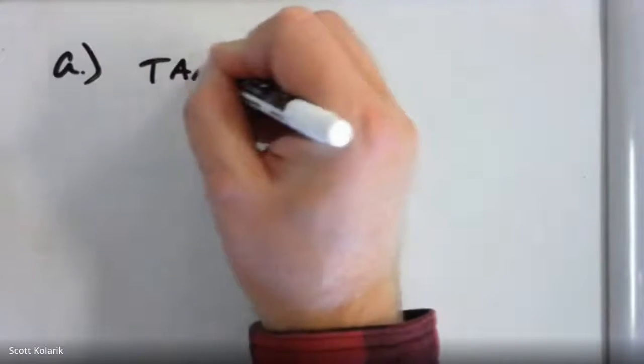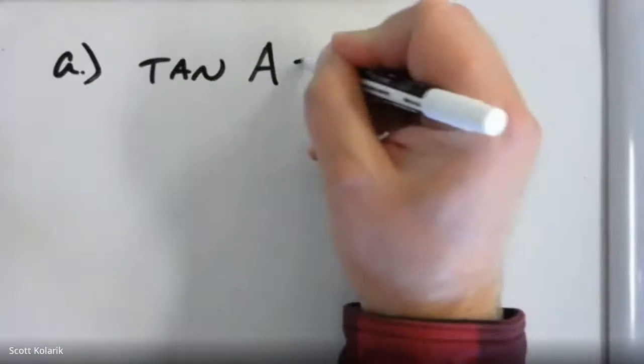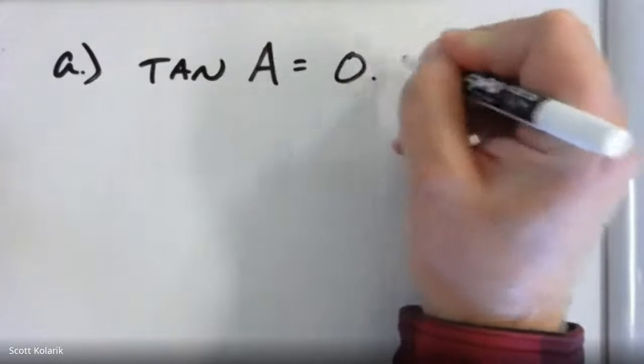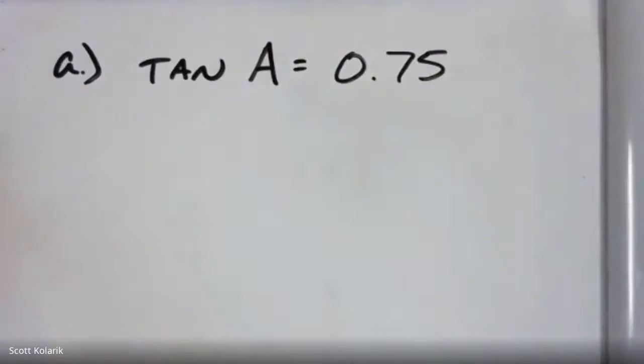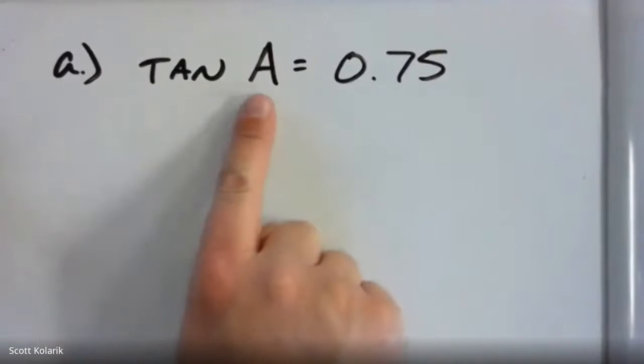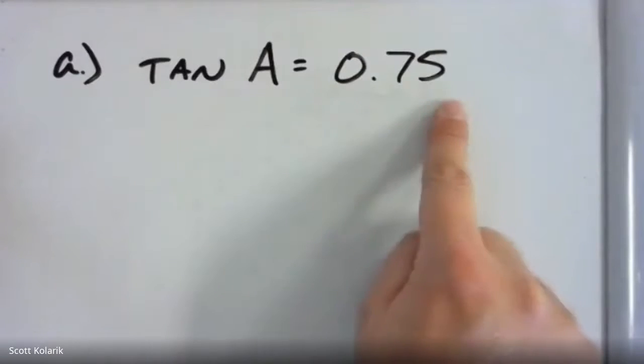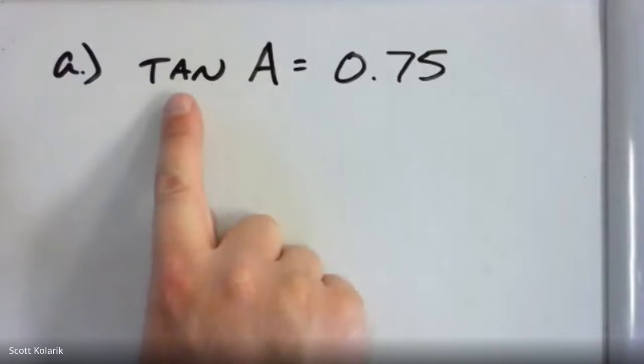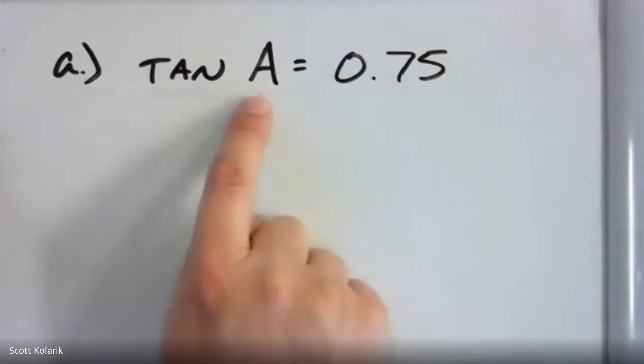First one, part A, tangent of angle A is equal to 0.75. To make this a little bit more simply understood in terms of an algebraic concept, essentially my job here is to solve for A. 0.75 is a real number. There's nothing to do with that over there. Tangent is an actual function. It's going to do something to A.